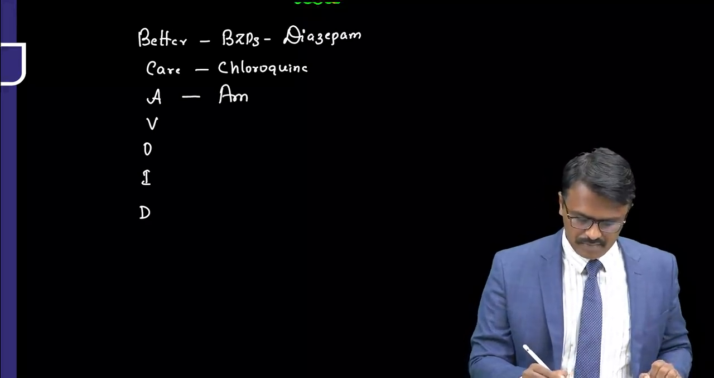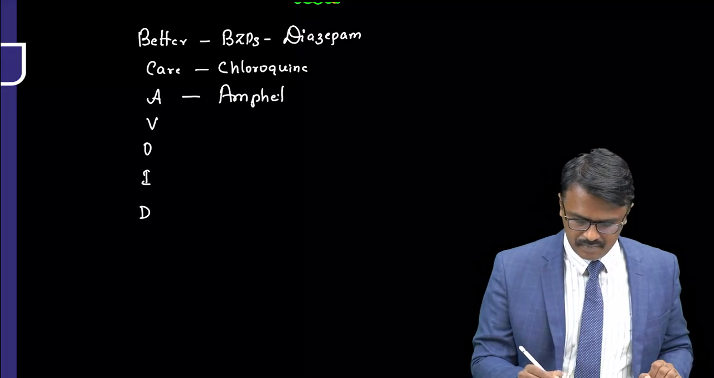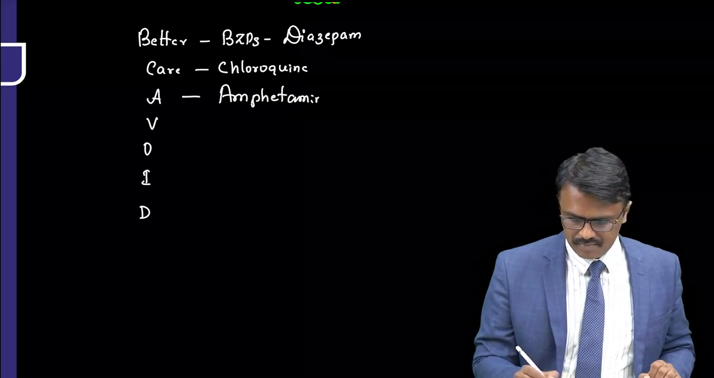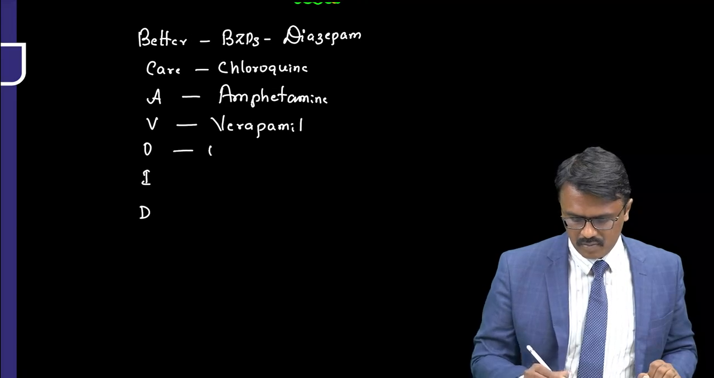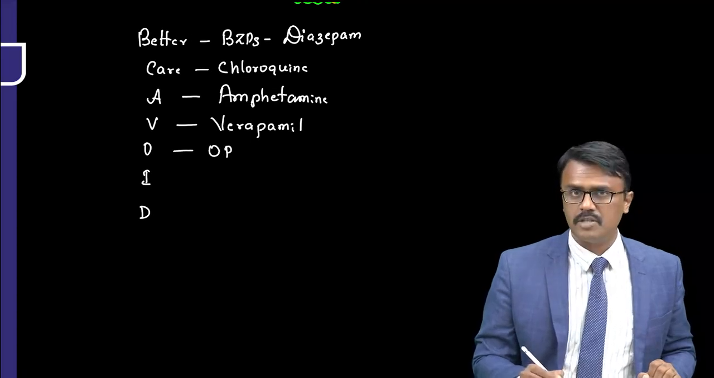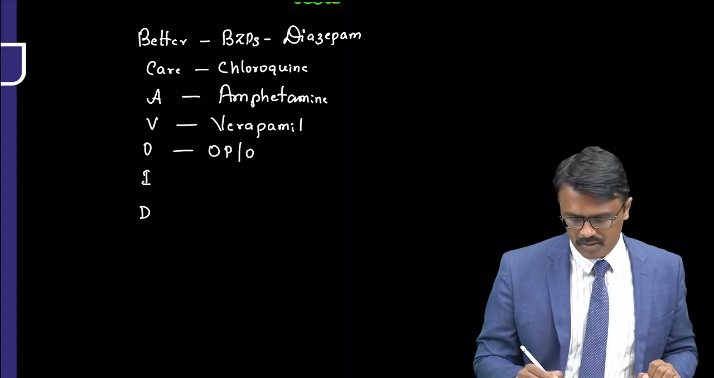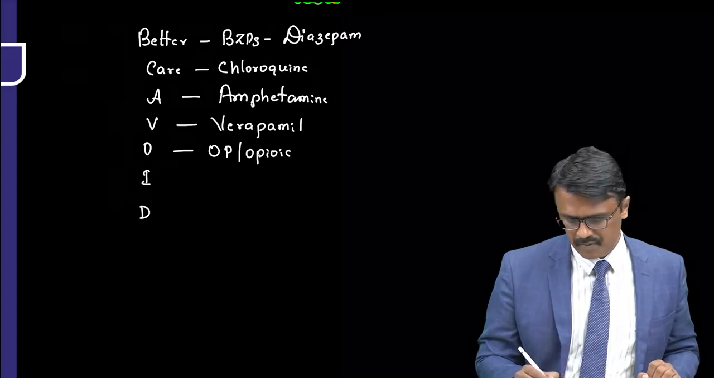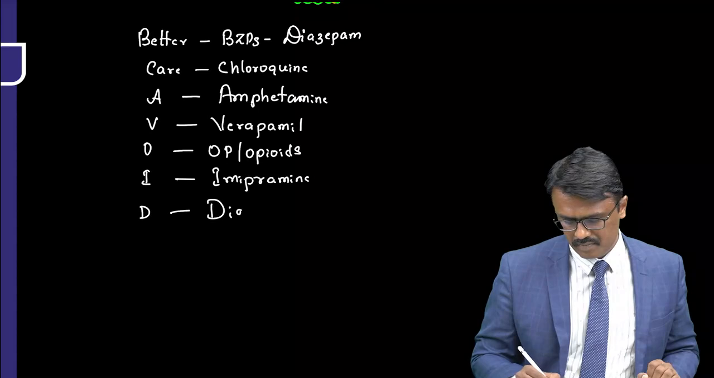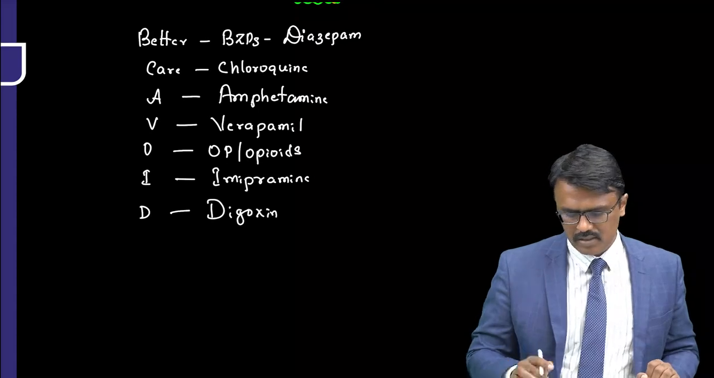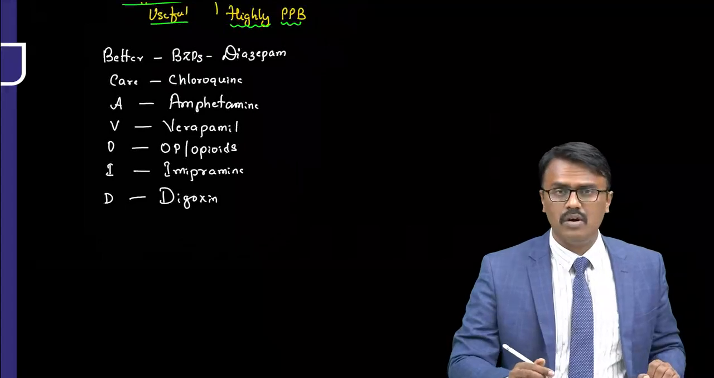Then amphetamine. Then a drug called verapamil. Then OP compounds, OP for organophosphate, and opioids. And I for imipramine, and D for digoxin. So for these drugs, you should not do dialysis.